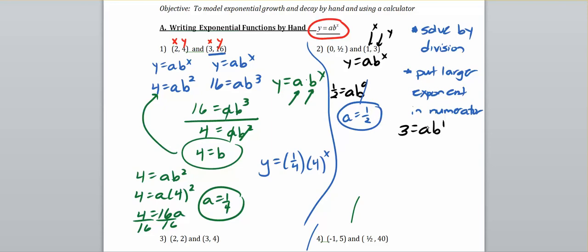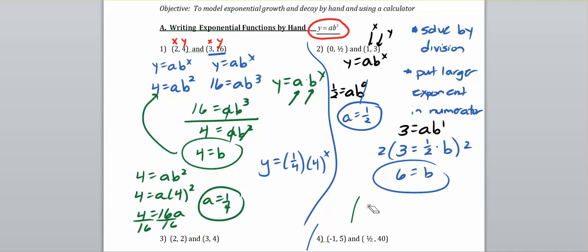Well, let's take this and plug it back into one of the original equations. So I'll put a is 1/2. b to the first is really just b. If I'm solving for b, to get rid of 1/2, I'm going to multiply both sides by 2. So I just got b is equal to 6.